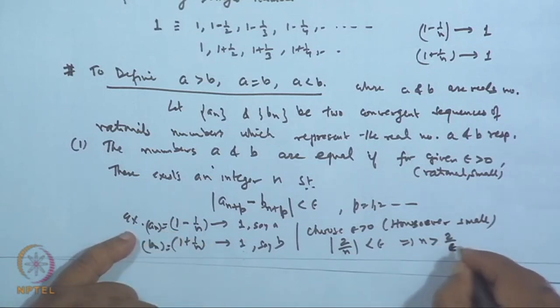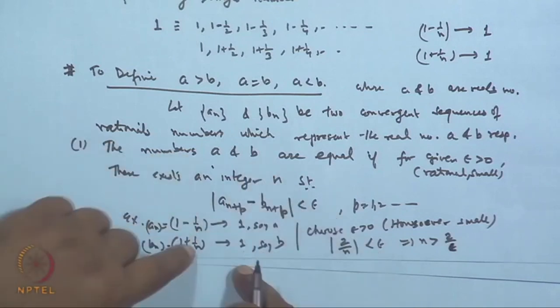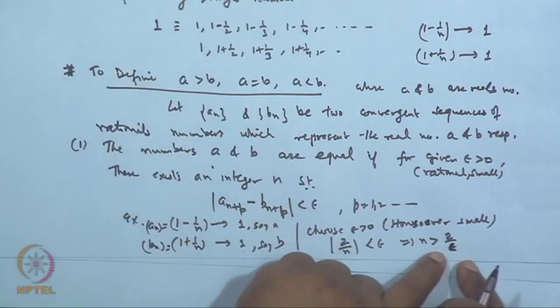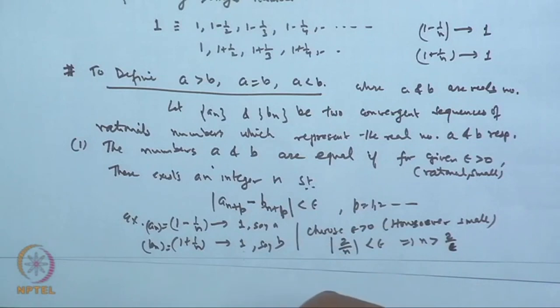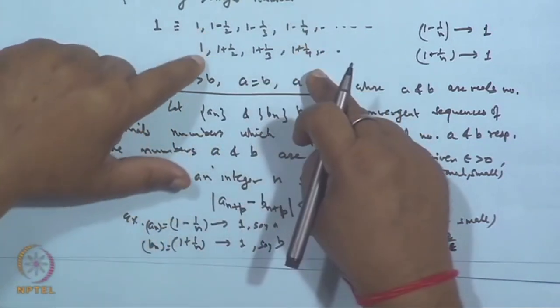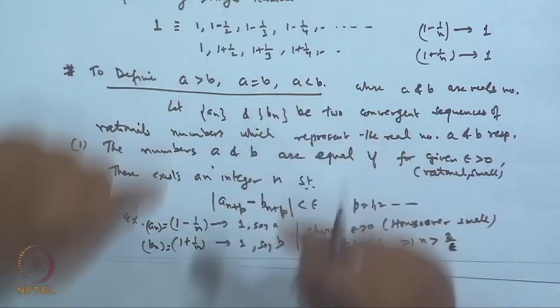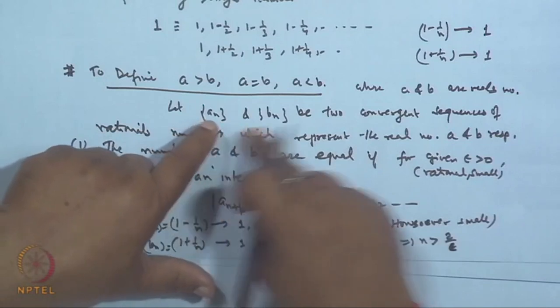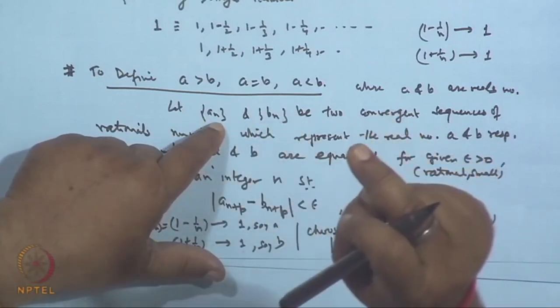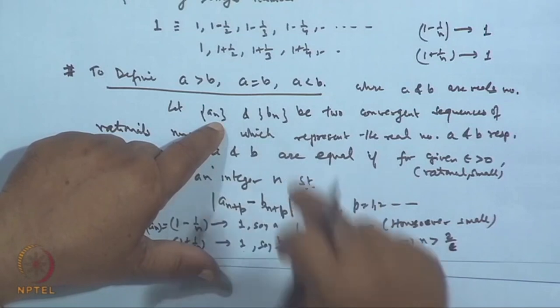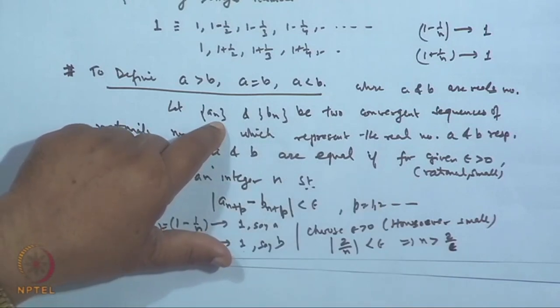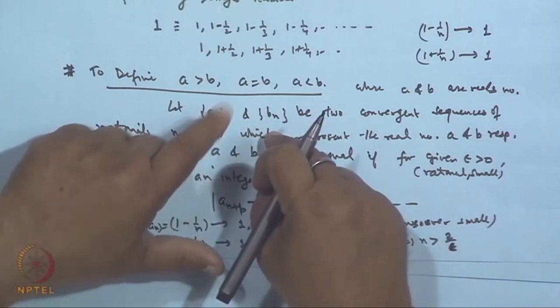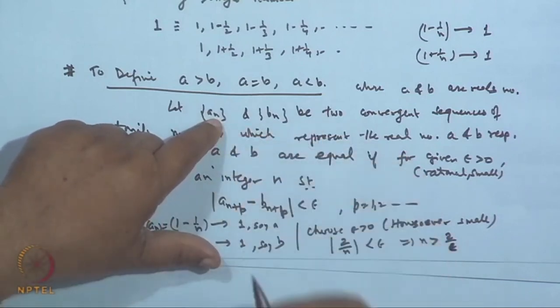So, after this stage all the terms of the sequence are very, very close to each other. Though the sequences look different, we are not saying these two sequences are identically equal. We are not saying that sequences A n and B n are equal sequences. What we are saying is the corresponding limits are equal, because two sequences are said to be equal when their corresponding elements are equal. So, that we are not saying, why?